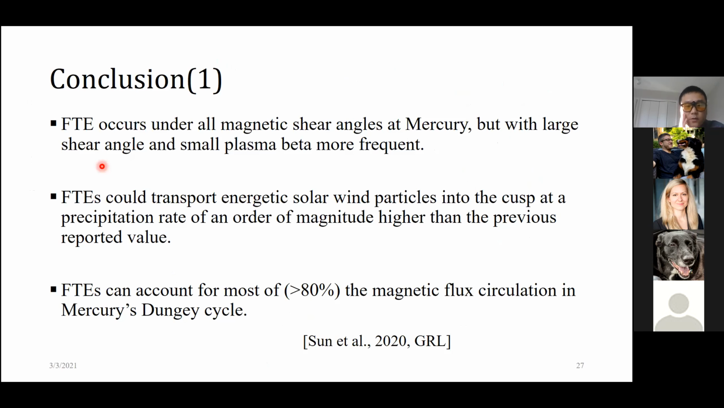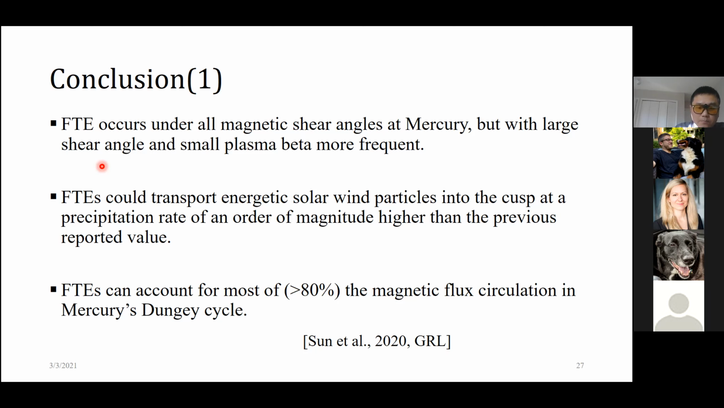Okay, so here we come to the conclusion. In this presentation, we have discussed the occurrence of the FTE shower. We show a clear magnetic shear angle dependence and also a plasma beta dependence.